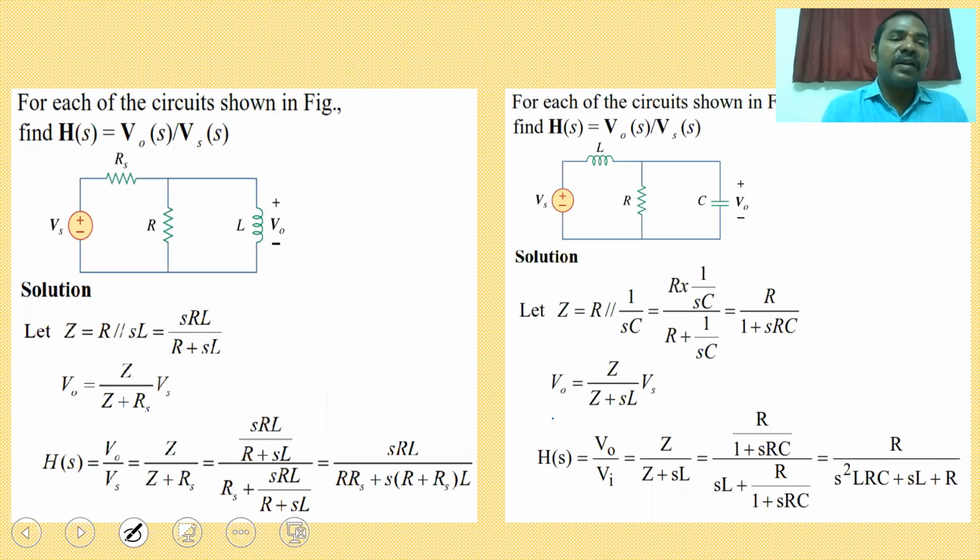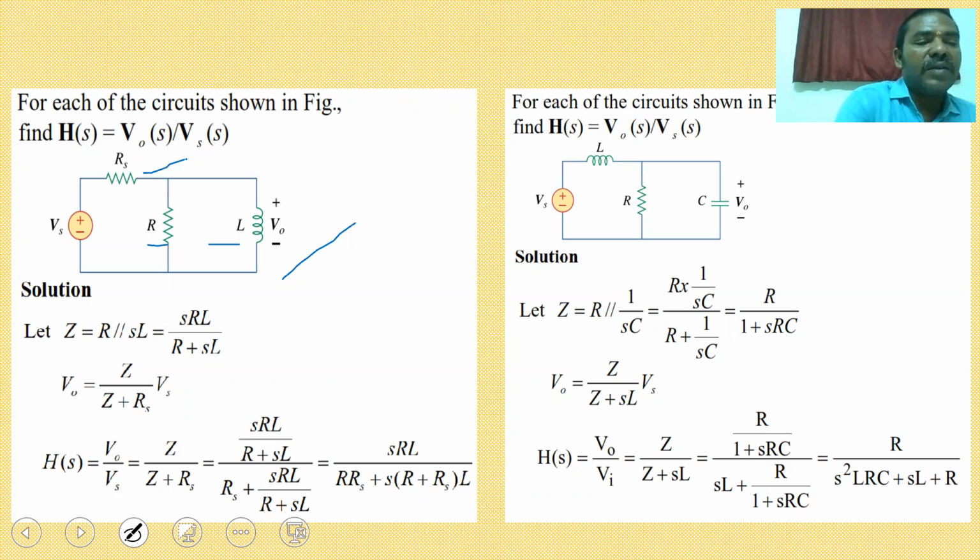So here they are given a circuit. We have to find the transfer function H(s) = Vo(s)/Vs(s). The resistance and inductance are connected in parallel, and this combination is connected in series with Rs.